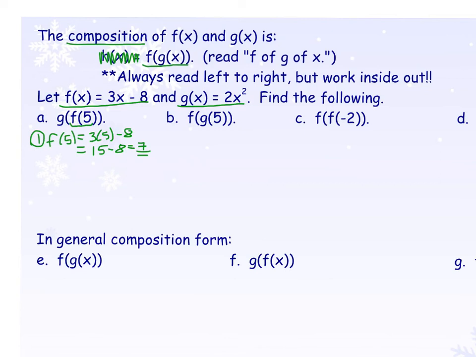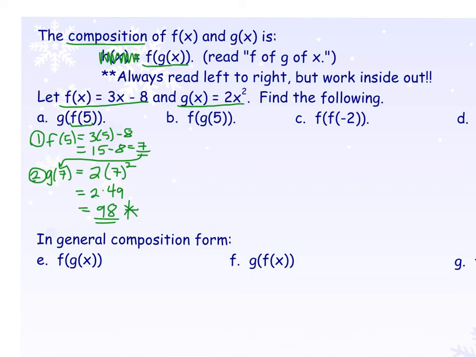The definition for composition is the output for one becomes the input for the other one. So if we substitute 7 where we saw f of 5, we're going to plug in 7 in the g of x function, since g of x is on the outside. If x is 7 and g of x is 2 times x squared, we'll take 2 times 7 squared. 7 squared is 49, and 2 times 49 is a total of 98. The last number that you get is the value of the composition.